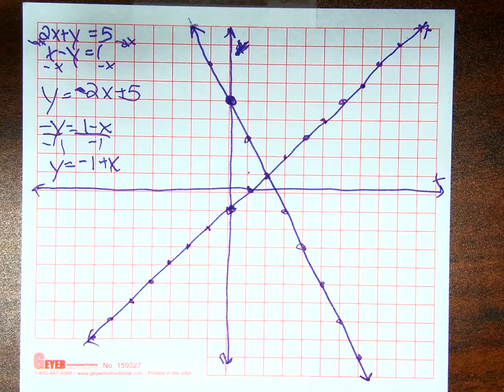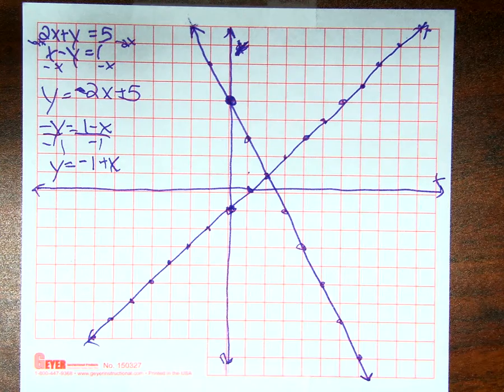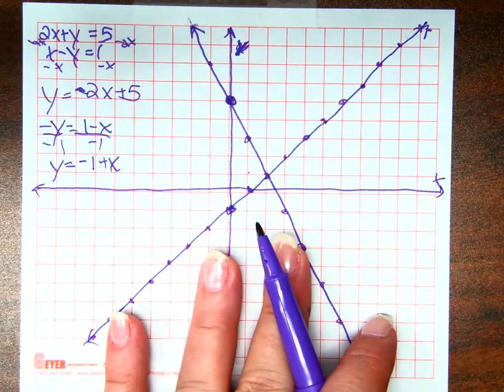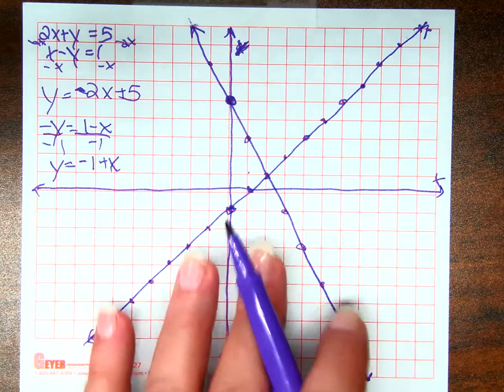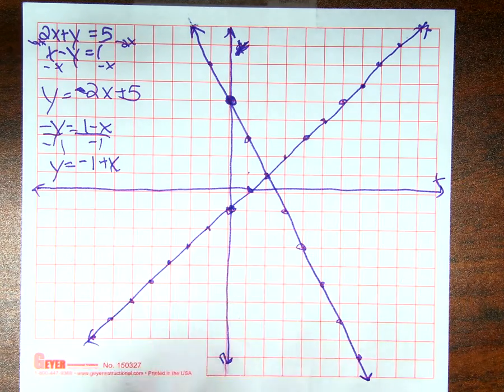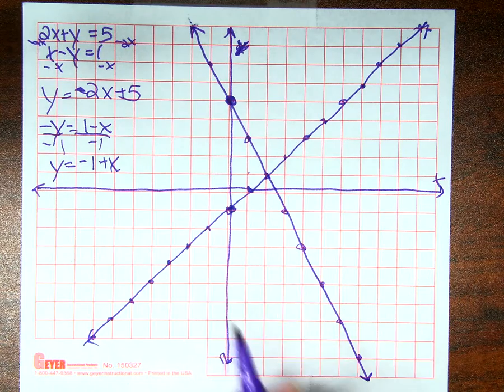Now I've graphed both lines, because I said I want to solve this by graphing. So now what? I find the point where it crosses. The point where it crosses is the solution. If I say solve by graphing, this is not enough. This just shows me you know how to graph. You have to tell me what the solution is for me to understand that you know what you're doing. What is the solution to this system?